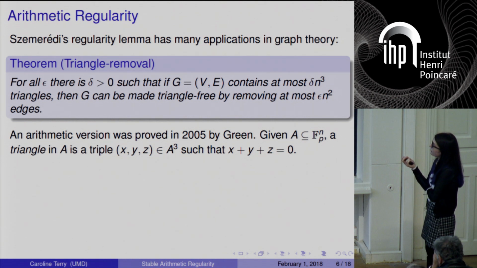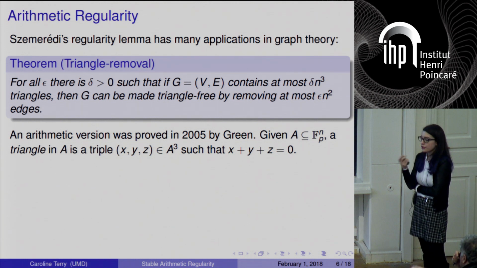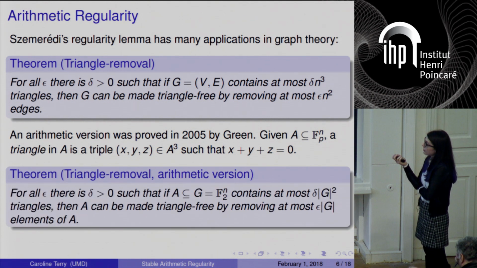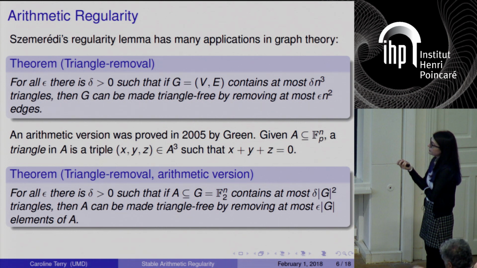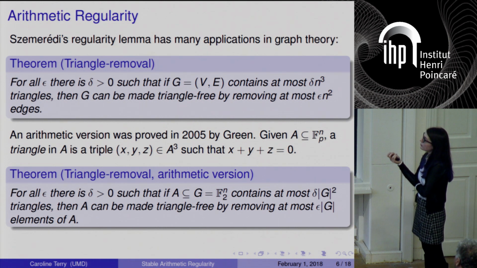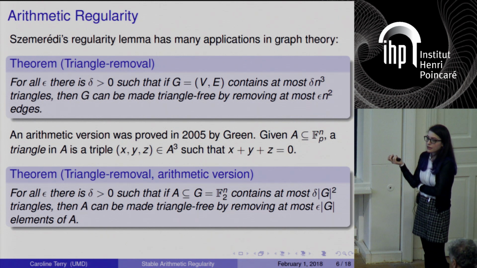So given a set A contained in F_p to the n, a triangle in A is a triple x, y, z in A cubed, so that x plus y plus z is 0. Okay, so that's what we'll call a triangle. So the triangle removal lemma, arithmetic version, says for all epsilon there's a delta, so that if you give me a set A contained in this group, F_p to the n, and it contains at most delta times the size of G squared many triangles, then it can be made triangle-free by removing at most epsilon times the size of G elements of A.